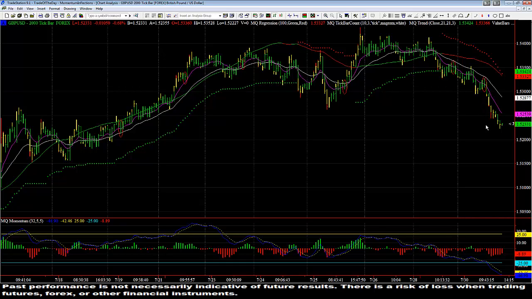So that's what I want to bring to your attention today. It's a strategy of momentum inflection. These things happen all the time, so keep your eyes out for them, and you could turn in some nice trades off those sort of inflections.